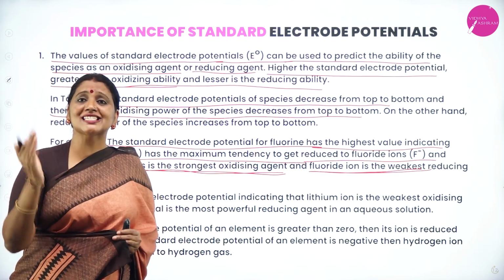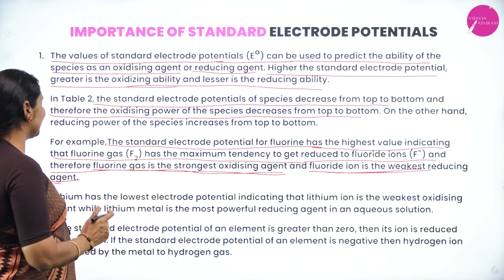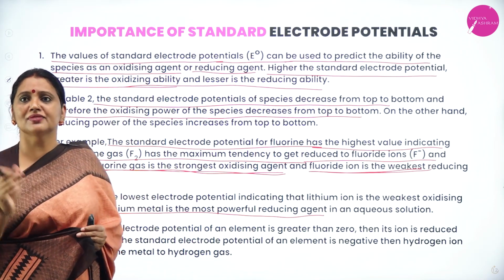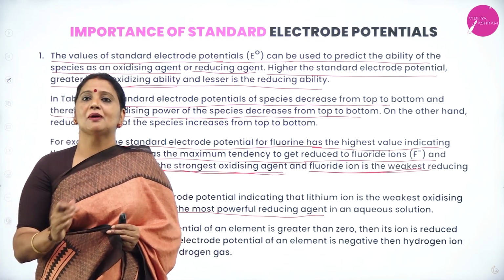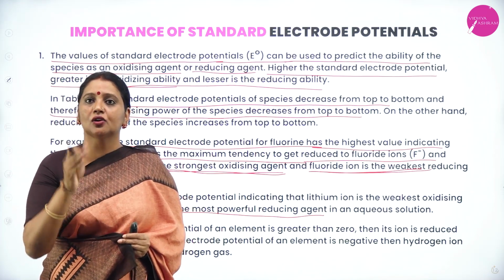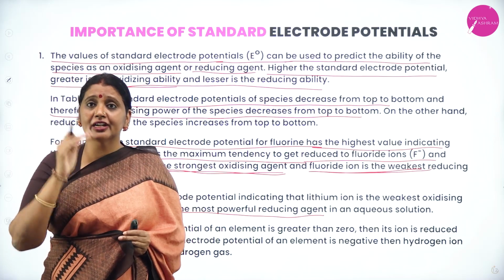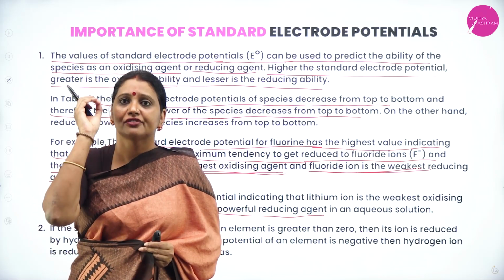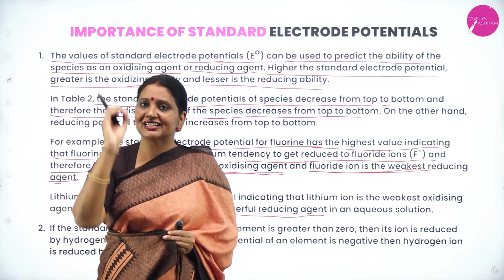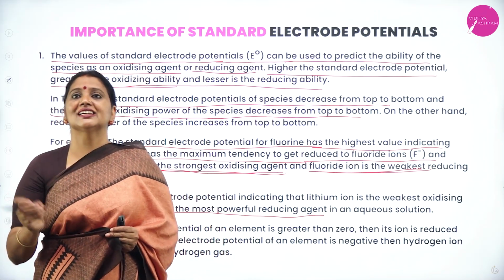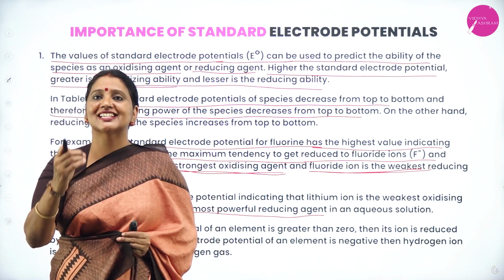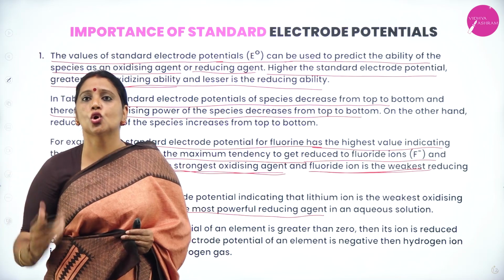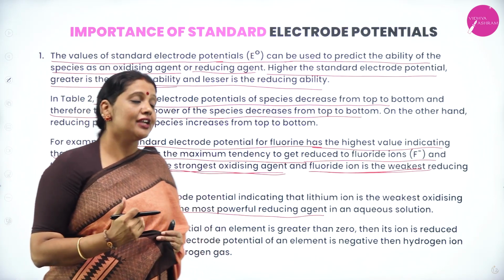Lithium has the lowest E0 value. This indicates that lithium metal is the most powerful reducing agent. So from this table, fluorine is a powerful oxidizing agent because its E0 value is high, and lithium is a powerful reducing agent because it has the lowest E0 value. From standard electrode potential we can predict whether an element or electrode is a good oxidizing or reducing agent. The higher the E0, the more powerful the oxidizing agent; the lower the E0, the more powerful the reducing agent.